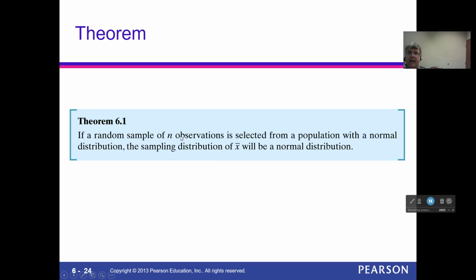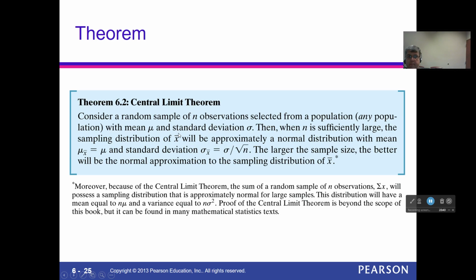If a random sample of n observations is selected from a population with a normal distribution, the sampling distribution of the sample means will be a normal distribution. And that's important. If we know that something is normally distributed, and we take a bunch of different samples from that population, the distribution of sample means will be normally distributed just like the population. Okay, and that is Theorem 6.1.